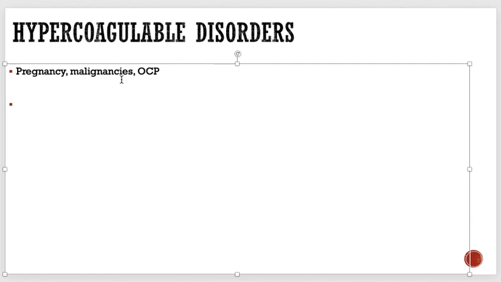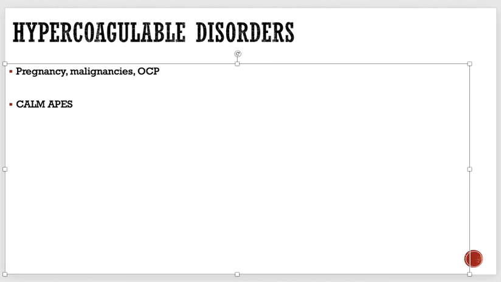So I think to make things simple for you guys, there are mnemonics to remember the hypercoagulability causes or states. For example, protein C deficiency is there, protein S deficiency is there. There is a mnemonic called CAMAPES, C-A-M-A-P-E-S, okay? So C is for protein C deficiency, S is for protein S deficiency, okay?